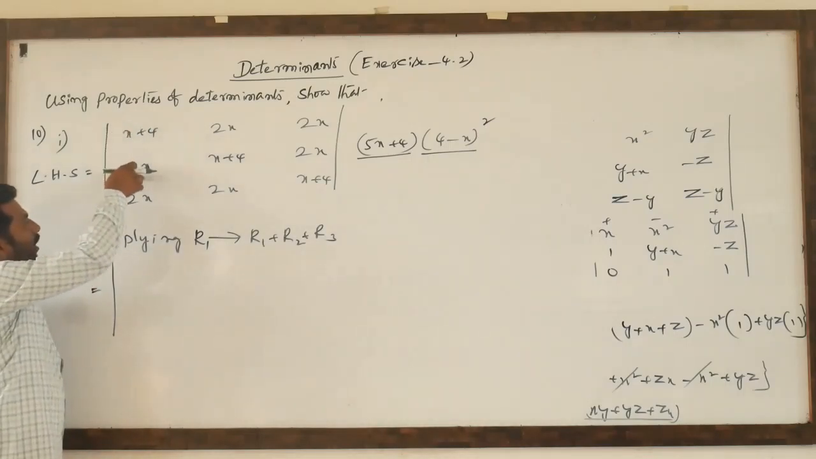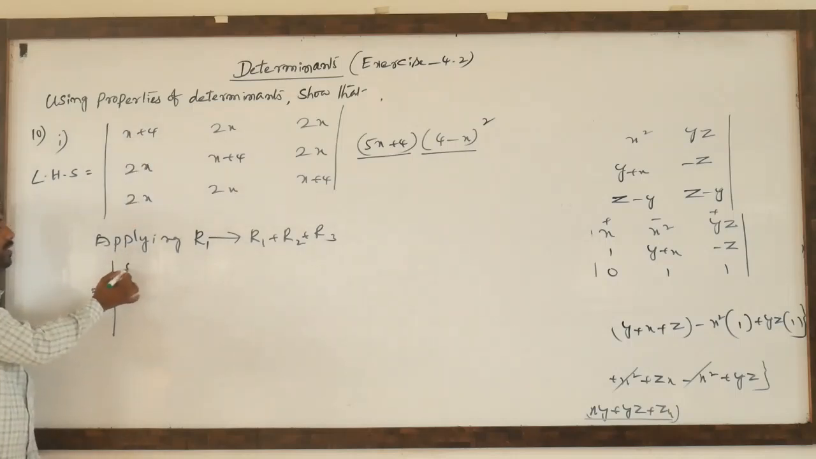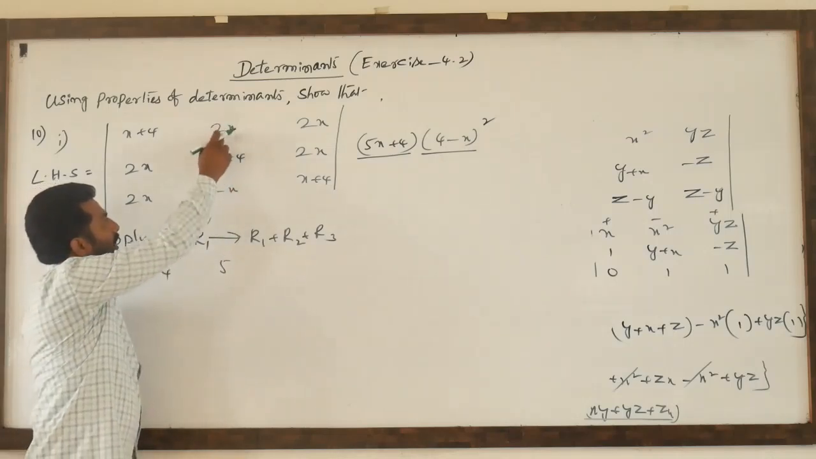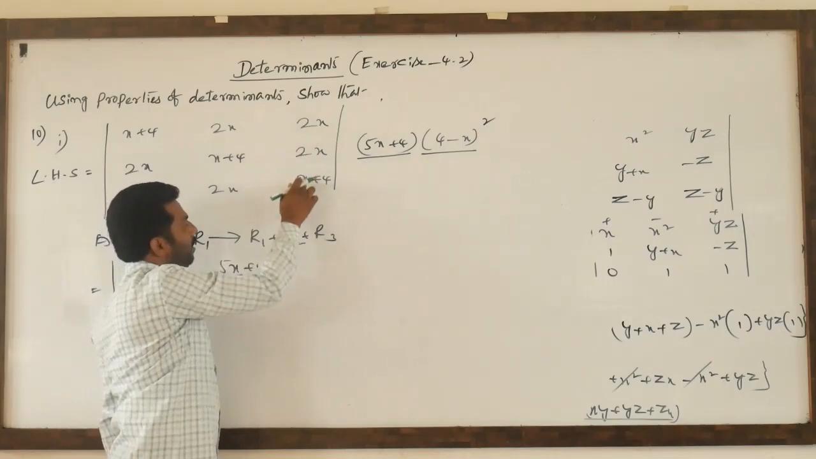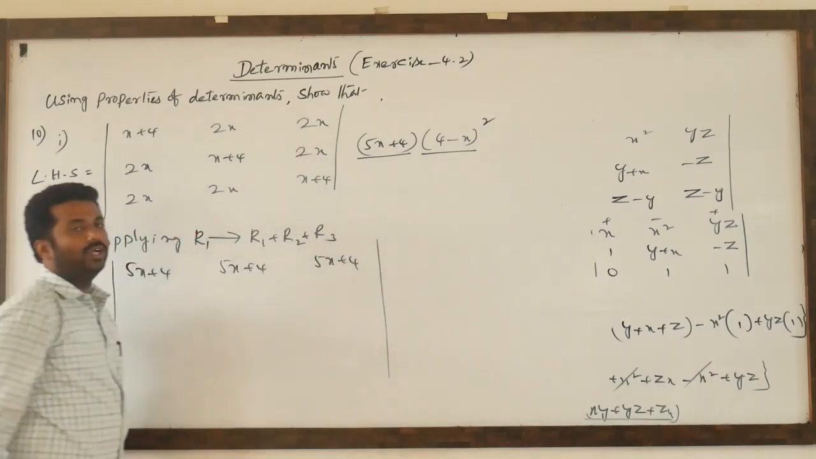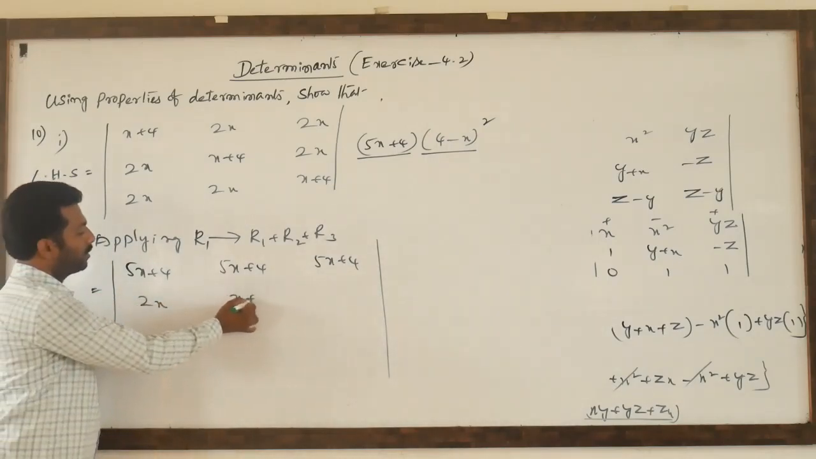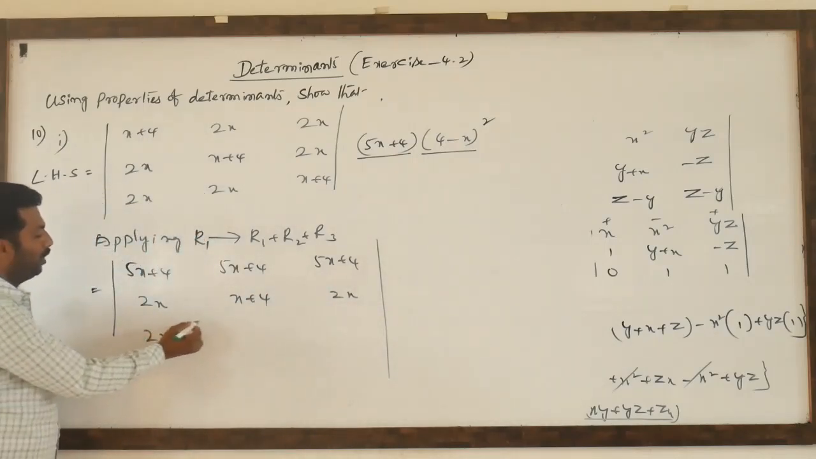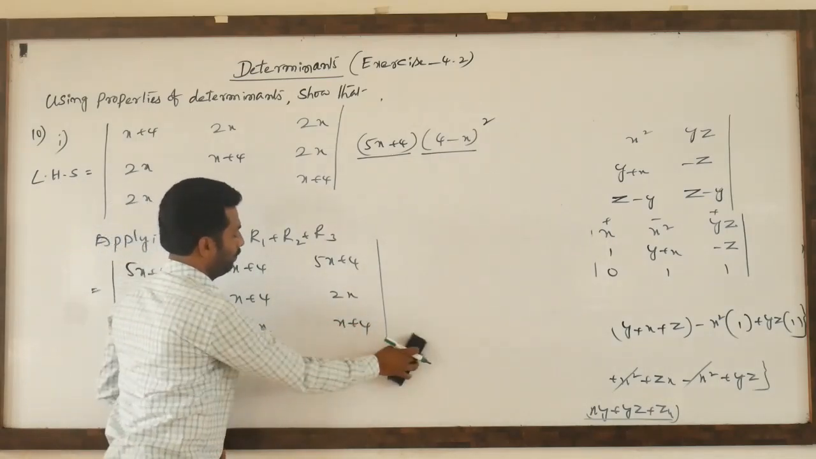So x plus 2x means 5x plus 4. So what you have to write first element nothing but 5x plus 4. This is also same 5x plus 4. This is also same 5x plus 4. No changes in second row means 2x. X plus 4 means 2x. This is 2x. 2x. X plus 4.